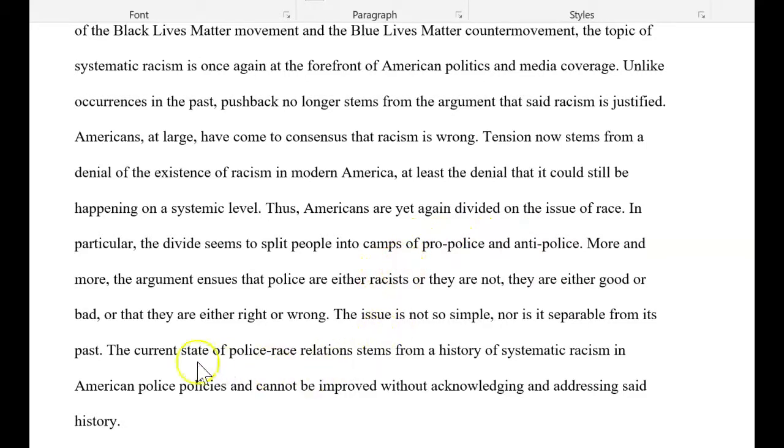The claim itself: the current state of police-race relations stems from a history of systemic racism in American police policies and cannot be improved without acknowledging and addressing said history. I think that works really well as a claim. Until we do this, we can't make progress on the other things. That's a reasonable claim, and a good way to get at this issue, one that just seems to stay in the news almost week after week after week.